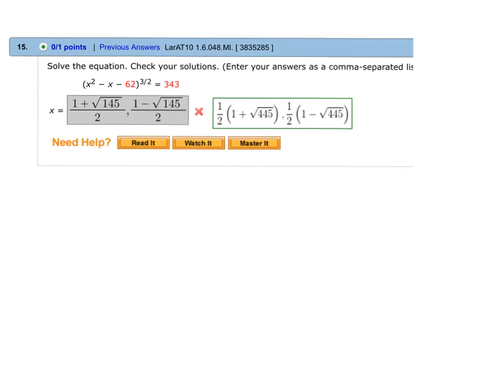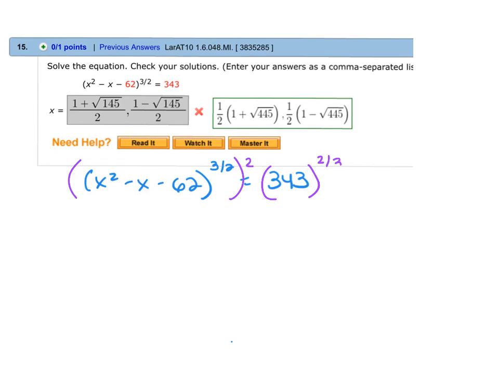Okay, this one says solve and check your solutions. So I get x squared minus x minus 62, to the 3/2 equals 343. So if I want to get rid of the 3/2, right, raising to the 1/2, the first thing I can do is square both sides, or square and cube root, which would give me the same, so 2/3 raised to the reciprocal. Because I'm cube rooting this time, I don't have to do plus and minus. So if the bottom number's odd, I don't have to do plus and minus. If the bottom number's even, I have to.